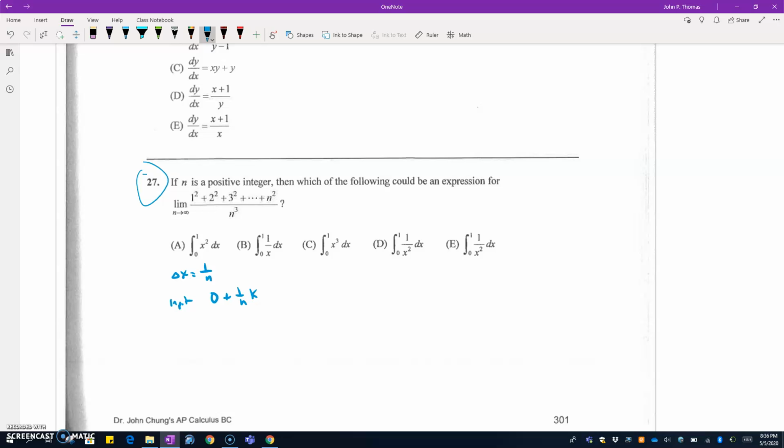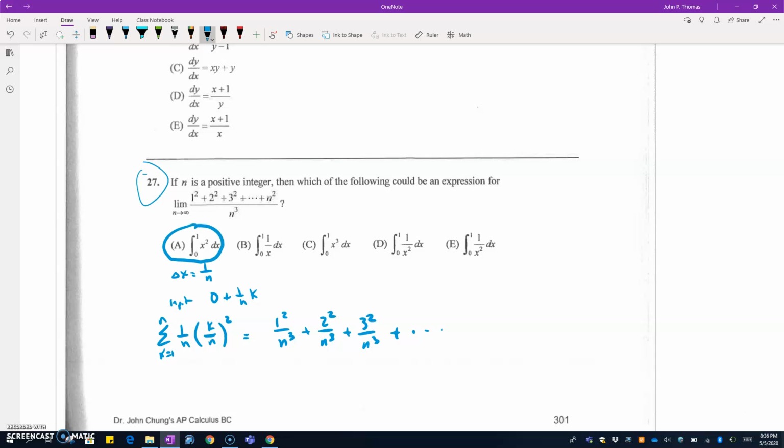So if I want to look at the area here, I've got 1 over n width times the height, k over n, squared, because the function is the quantity squared, and I sum that up from k equals 1 to n. If I actually do that, plug a 1 in, so 1 squared over n cubed, plus plug a 2 in, 2 squared over n cubed, plus 3 squared over n cubed, and so on, which matches perfectly to the top. So our correct answer is A.